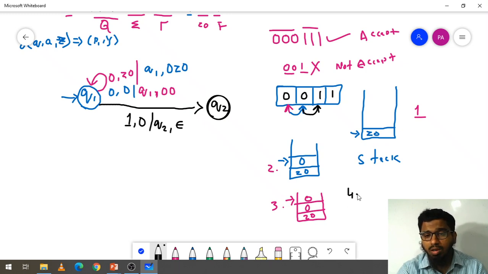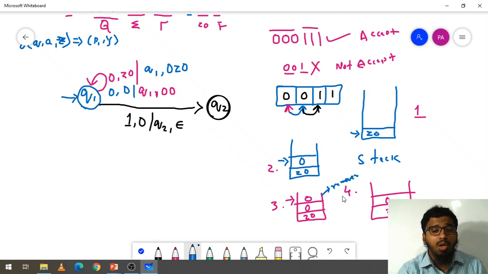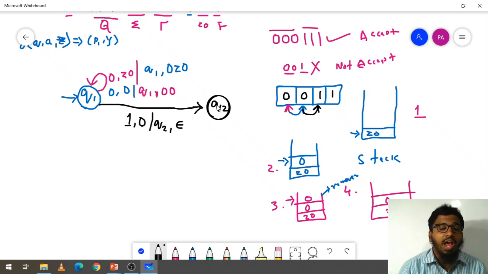Okay. What is the fourth one? Fourth one stack is 1, 2. So, here Z0 will be there, and here 0, and we remove this 0. Why do we remove it? Because whenever we have 1, the corresponding 0 from the stack we need to remove. So, this is what happened when we have the 1.